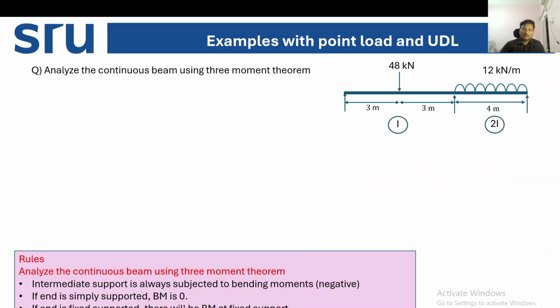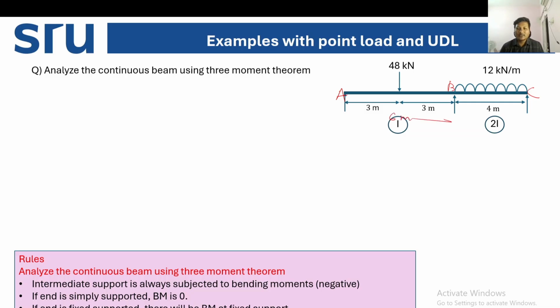Now we'll enter into the examples. So here is the example with a point load as well as a uniformly distributed load. The continuous beam is here: A, B, C. The AB length is 6 meter.